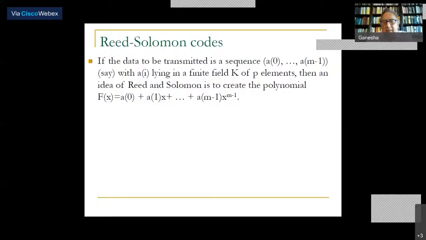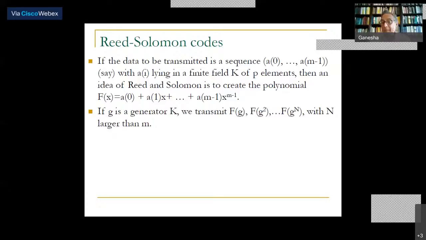What they did was they took the data points and created a polynomial. Now it turns out that the multiplicative group of a finite field is a cyclic group. So take a generator g of the field K and then transmit f of g, f of g squared, and so on, up to f of g to the N, where capital N is larger than the number of data points. And then you can try to reconstruct with these values. You could even have more values than you need, so that you can correct any of the errors that have been made. So this is what's called the theory of error correcting codes.